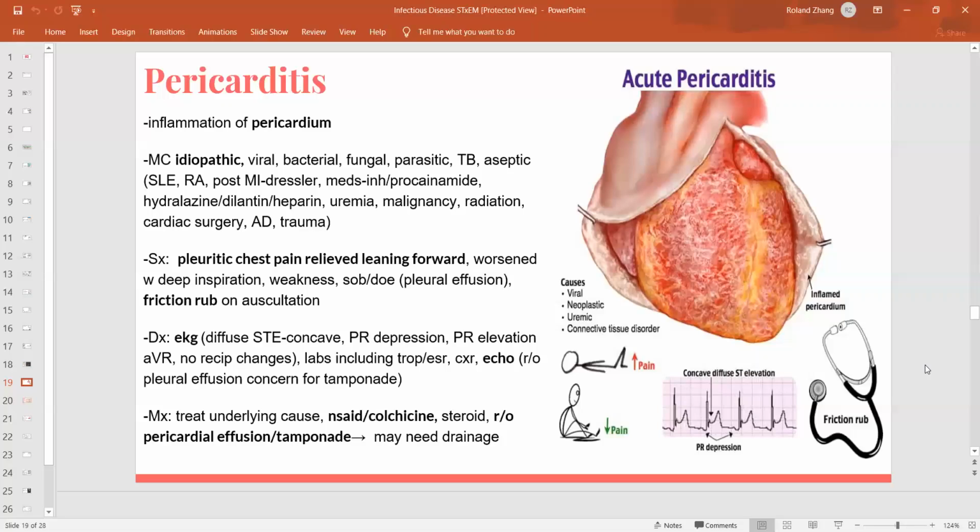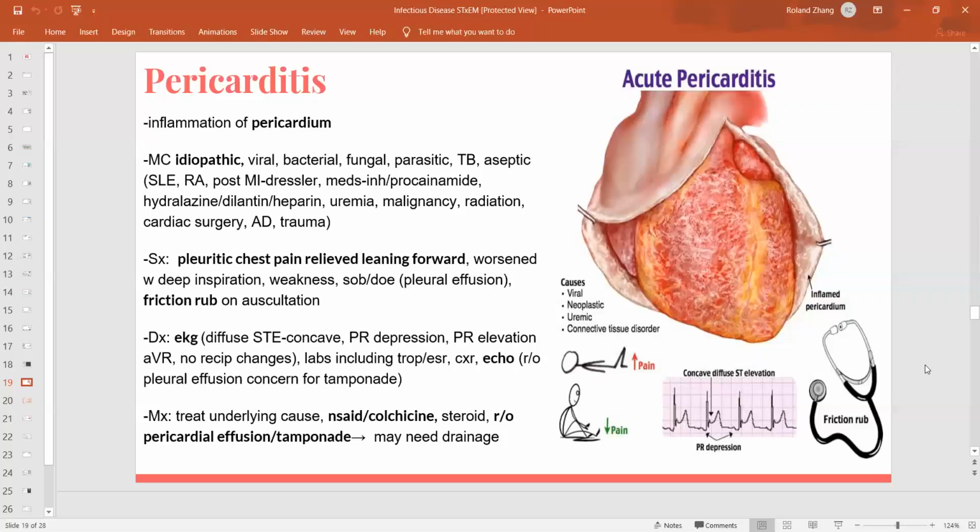They, of course, get short of breath secondary to pleural effusion. Pleural effusion is another common finding. And sometimes you will hear that friction rub on auscultation. What we worry about with pericarditis is that it can cause a heart issue in terms of the myocardium.